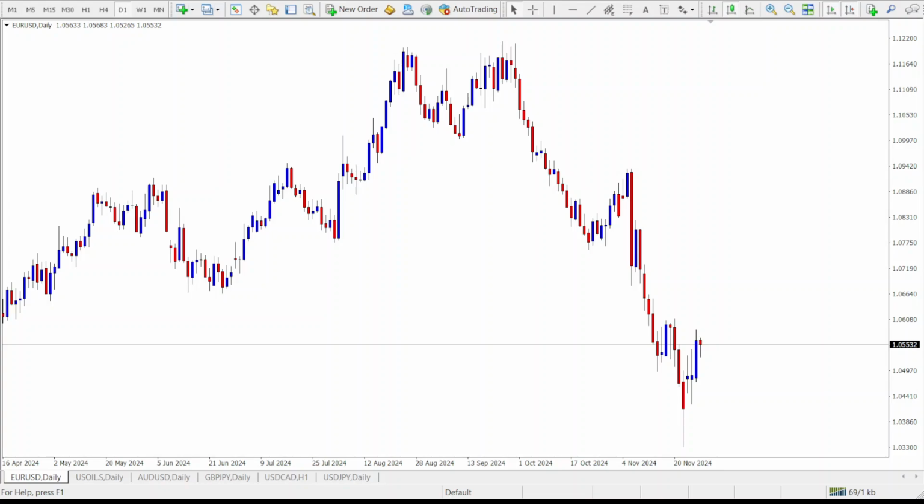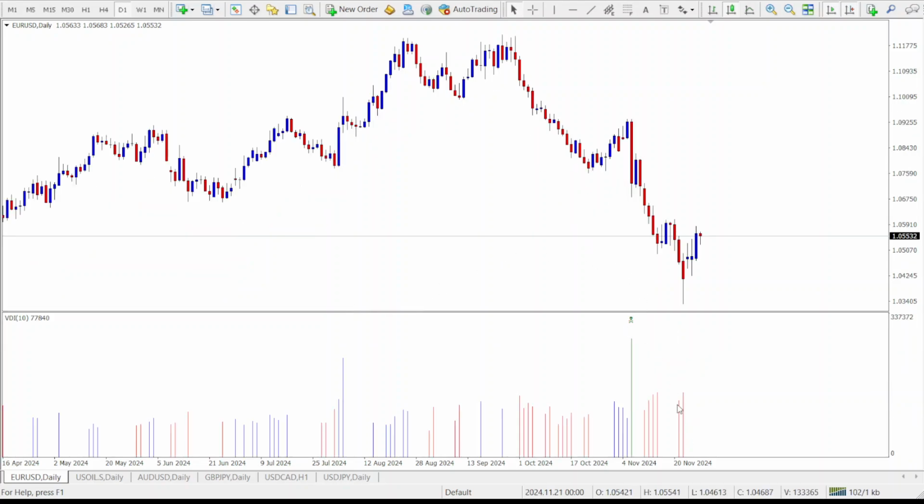In this video, we are going to be discussing the volume divergence indicator. The volume divergence indicator is a custom indicator that is designed to identify volume divergence in asset prices. This is how the indicator looks. The indicator helps you to anticipate market reversals with confidence.